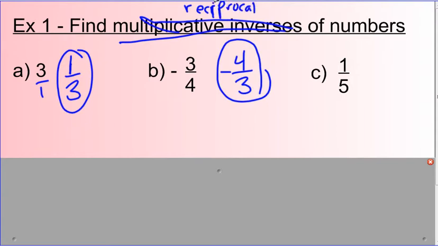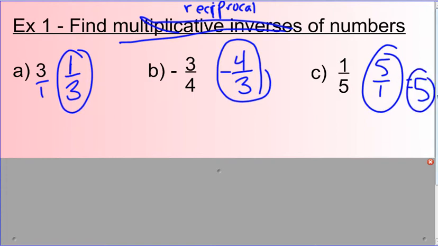Reciprocal. Letter C. 1/5. Find the reciprocal. 5/1. Boom. So you literally just take the number you have. If it's not a fraction, turn it into a fraction. Then you flip the fraction upside down, and you're done. This could be simplified a little bit better to just 5, but 5/1 is not wrong either.